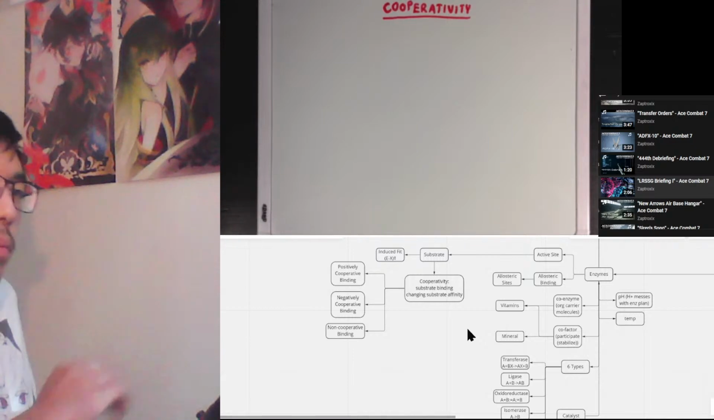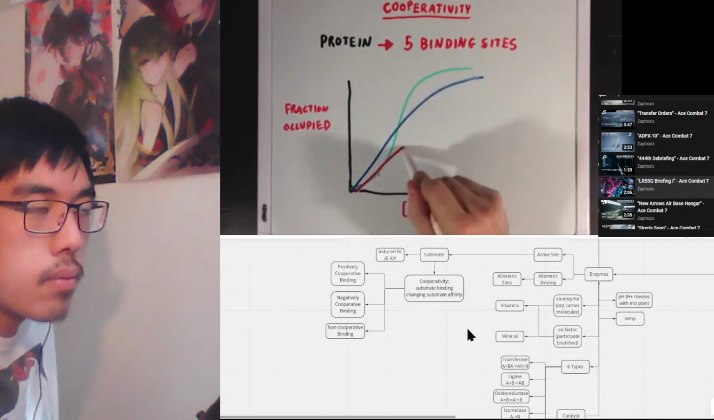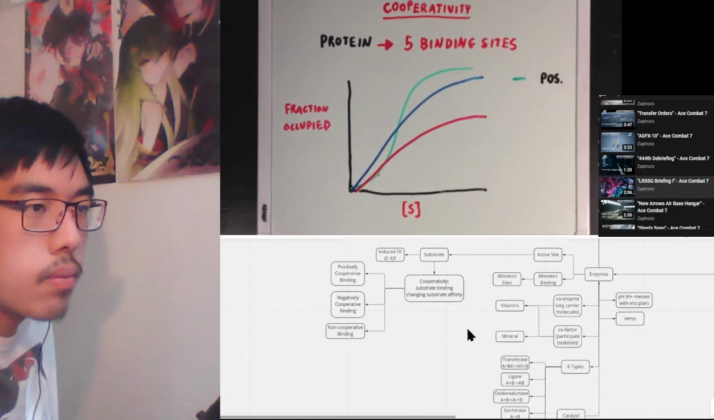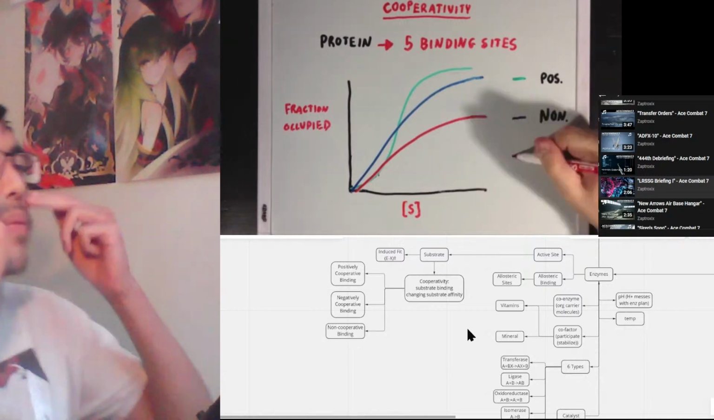So let's look at this graphically. If we have a protein with, let's say, 5 binding sites, and plot the fraction occupied versus the substrate concentration, we would come up with 3 possible curves. The green curve, which takes on a sigmoidal shape, would represent an enzyme with positive cooperativity. The blue curve, with a hyperbolic shape, would represent an enzyme with non-cooperative binding. And the red curve would represent an enzyme with negatively cooperative binding.